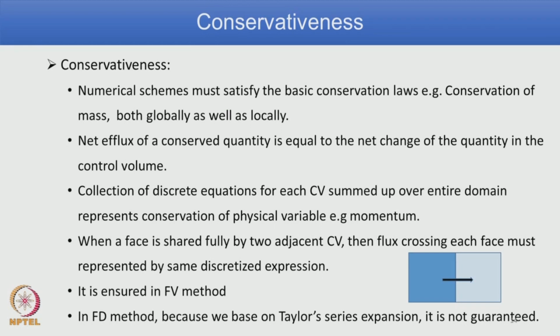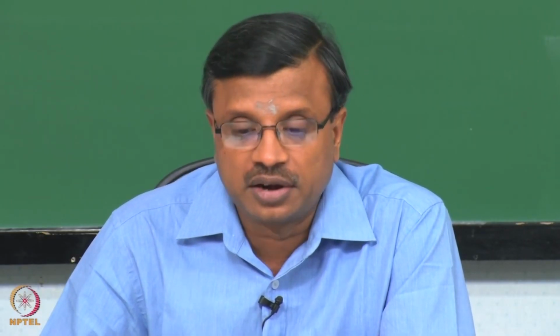And as I mentioned before, in finite volume it is automatically ensured, whereas in the finite difference method, because we are simply following the Taylor series expansion procedure for each nodal location, the overall conservation satisfaction is not guaranteed.